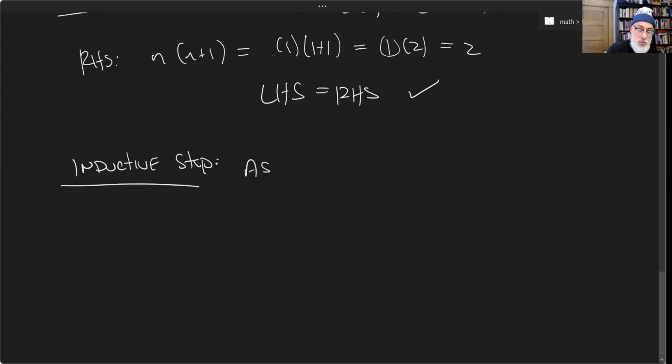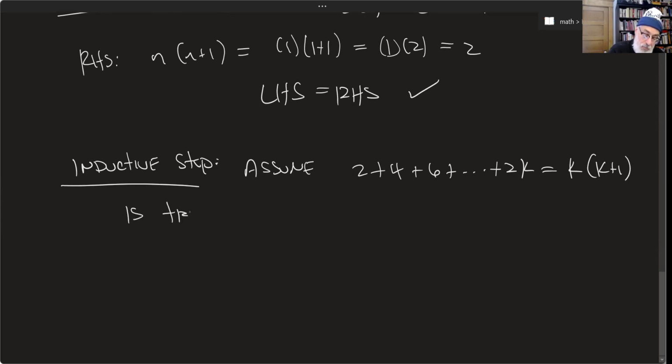And here we're going to assume that our hypothesis is true. So 2 plus 4 plus 6 plus all the way to 2n is indeed equal to, but I'm going to replace n here with k, and say this is true when k is greater than or equal to 1. So that's the induction hypothesis.